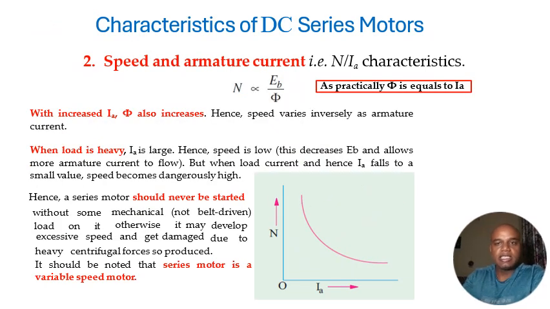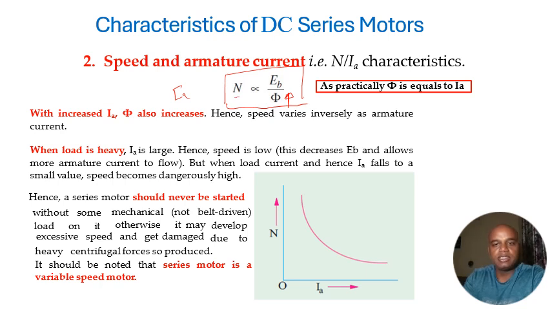For the DC series motor, the next characteristic is the speed versus IA. Earlier we have seen that the DC shunt motor is a constant speed drive, whereas for the DC series motor, again taking the expression that speed is proportional to EB by phi, we know that as I increase the IA, my flux also increases because the field winding is in series. So therefore, the speed is inversely proportional to phi.